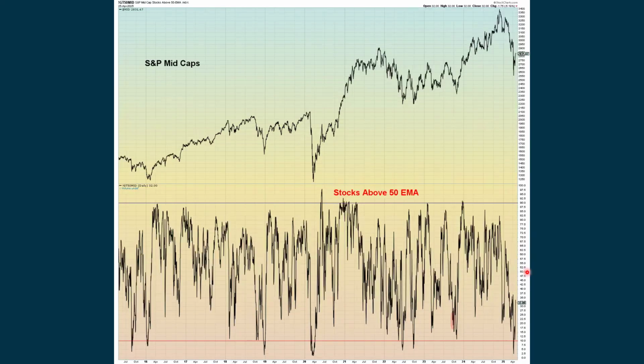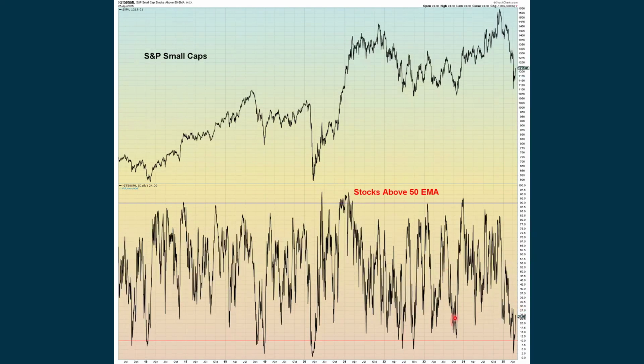And just to get a little broader market perspective, we look at the mid caps, which also gave an extreme negative reading, showing some improvement, but still below 50. And we look at the small caps, which also gave an extreme negative reading, still below 50 though, and showing slight signs of improving there.